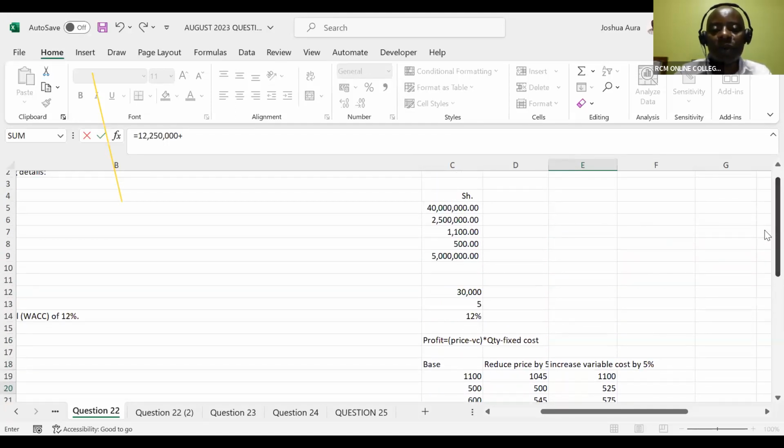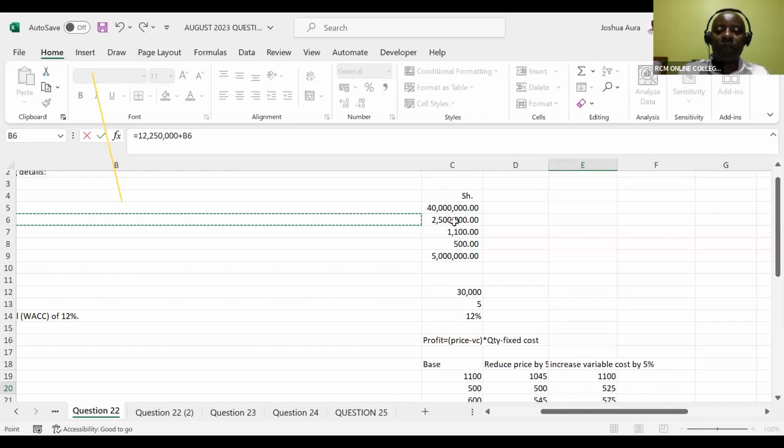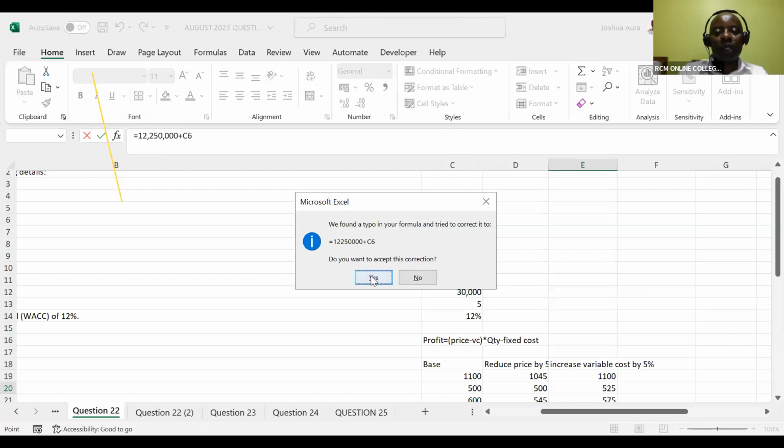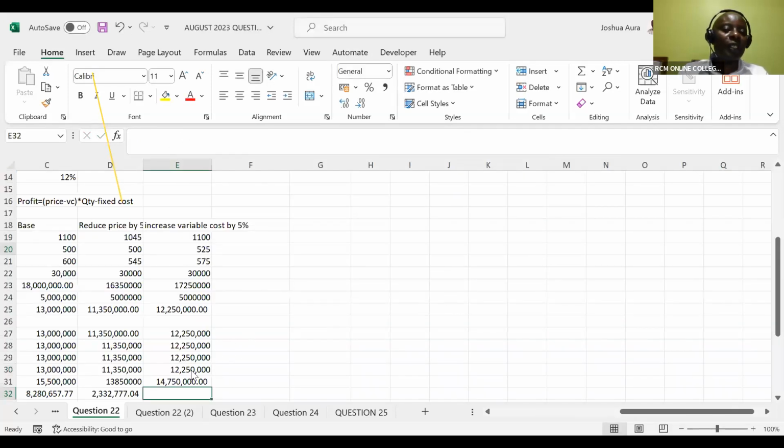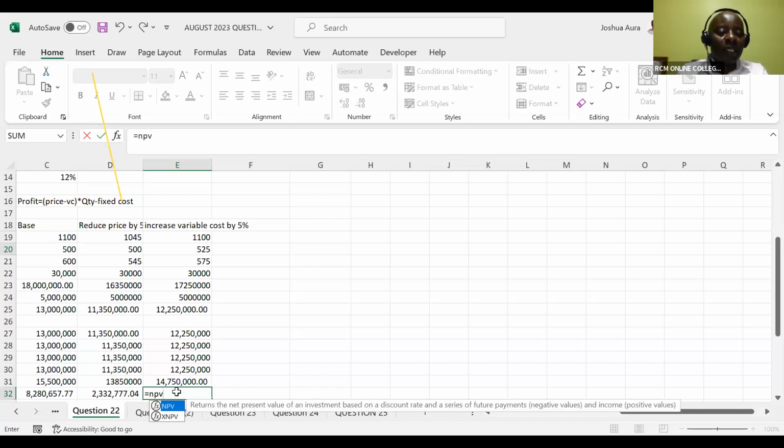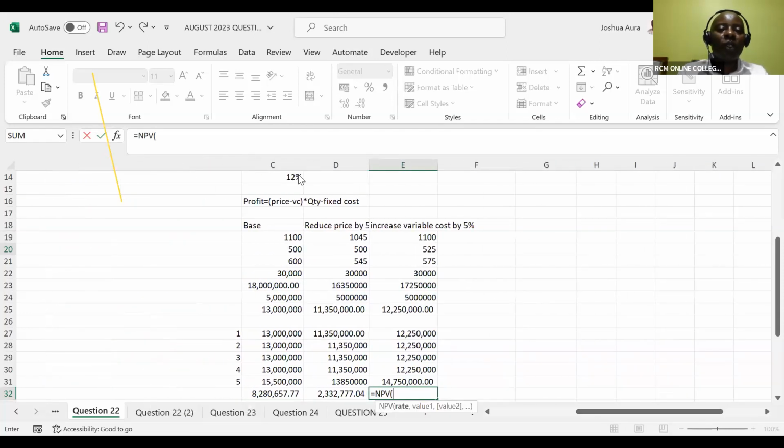So the scrap, ladies and gentlemen, what do we have here for the scrap? The scrap is 2.5 million. This one here. So you simply say enter, typo corrected for me, no worries. So then I have this as my cash flow. So I can easily now come and say equals, I want to get net present value. It is there. So rate, I know the rate. Pretty fast I can know the rate is 12%. Then I say comma. After that, it wants me to give it value 1 to value 5. So I'll come and take this like that.